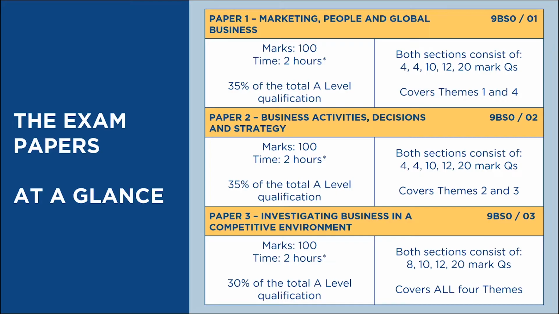Paper 1 and paper 2 are very similar. The only difference is that they cover different themes. So for example, both paper 1 and paper 2 are worth 35% of the total A-level qualification. So paper 1 and paper 2 carry a little bit more in terms of mark weighting than paper 3 does.